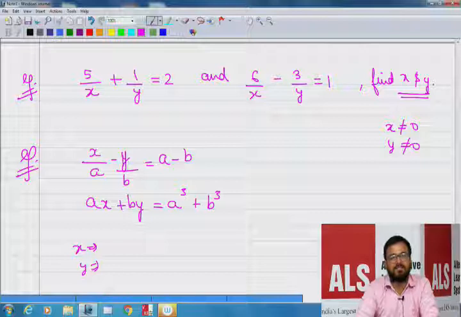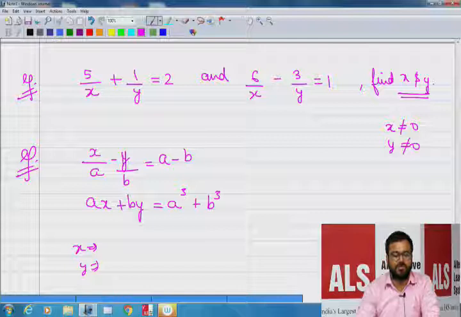Yes, Koima, the answer for the previous one is right. Now solve this one, the second one. x upon a minus y upon b. This is y upon b.